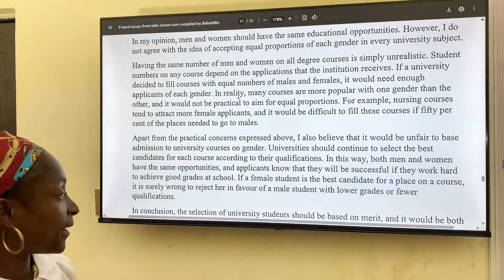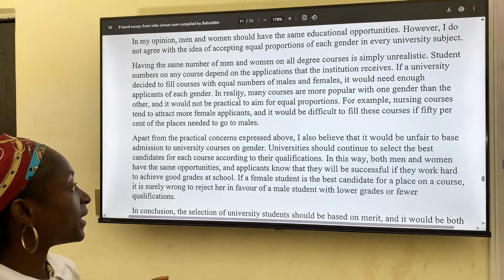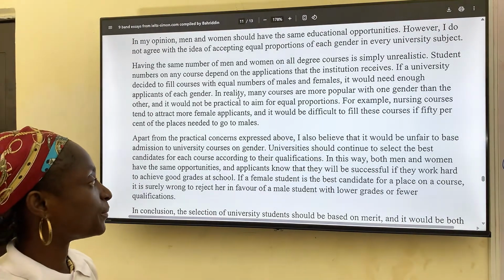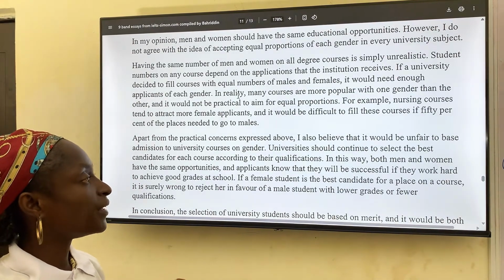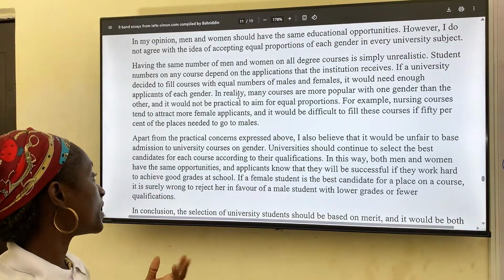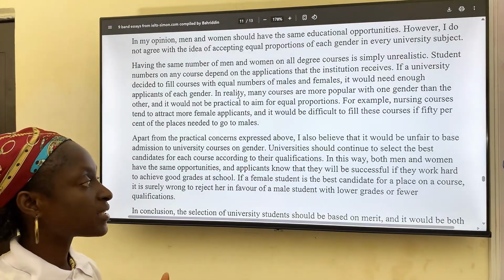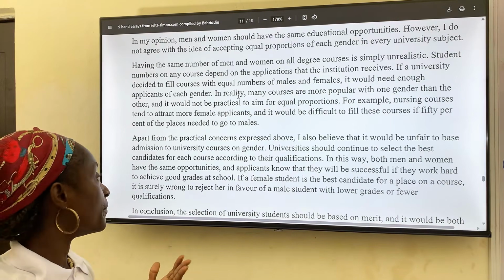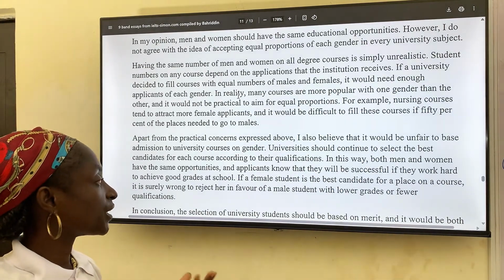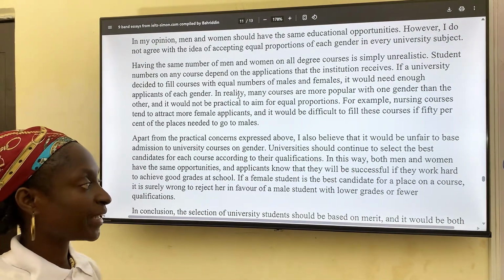Now the second paragraph. Apart from the practical concerns expressed above, I also believe that it would be unfair to base admission to university courses on gender. Universities should continue to select the best candidates for each course according to their qualifications.